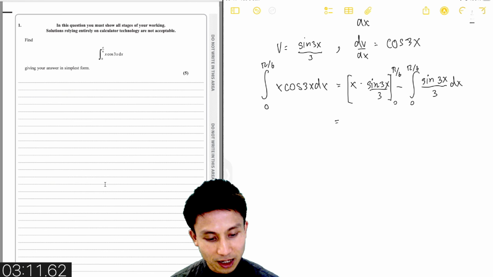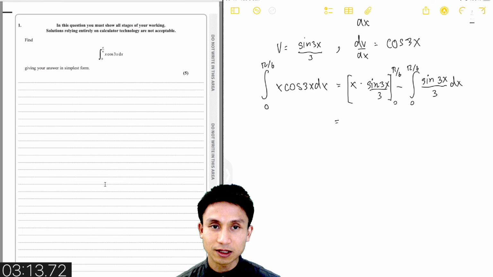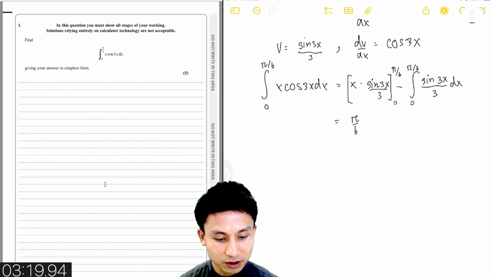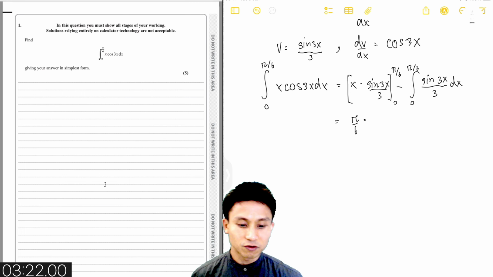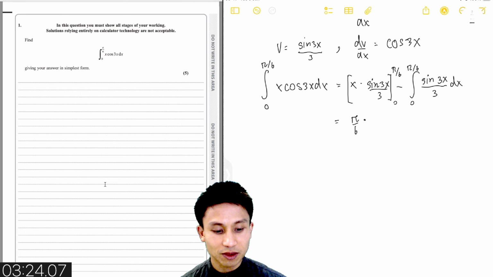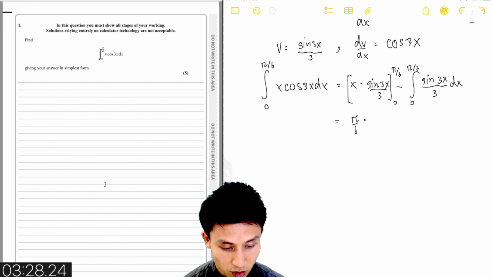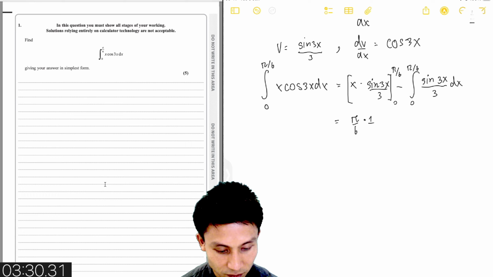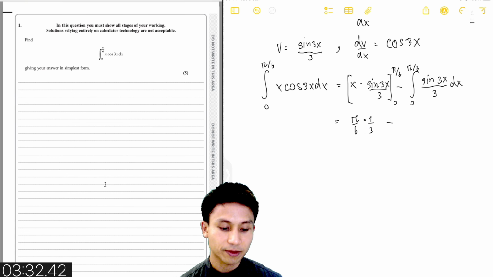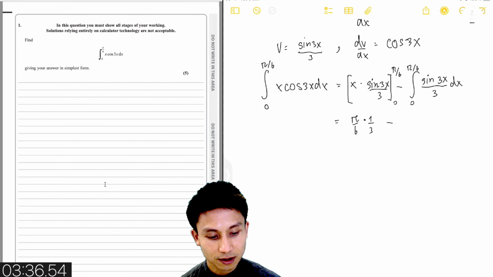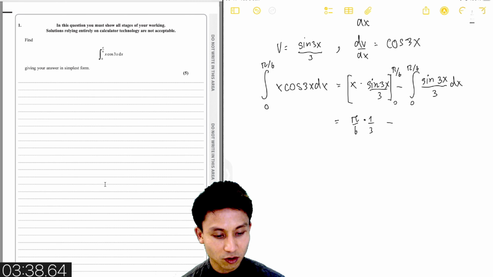But the pi over 6 there will be just the thing we need to substitute and get the right number there. So pi over 6 substituted in x, I get pi over 6 multiplied by sine of pi over 2 (substituting pi over 6 into the x in the sine 3x), and that is 1, so this is pi over 6 multiplied by 1 over 3. Alright, I'm just checking there. Yeah, I'm happy with that. And 0 will make everything go away.